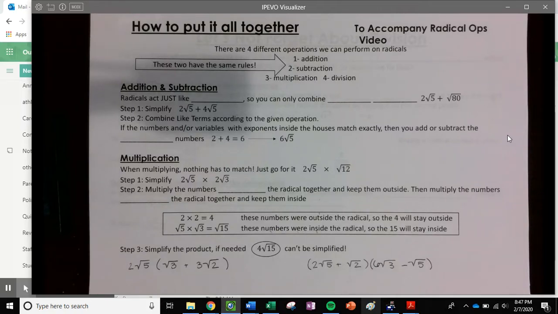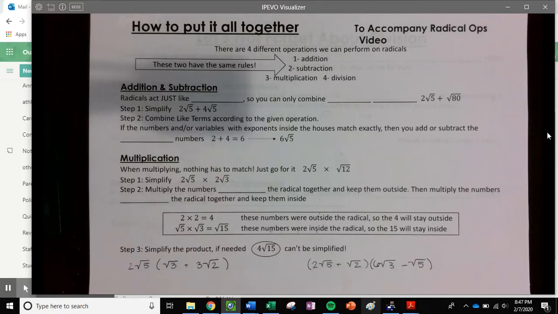Today in class, we talked about kind of a review of how to simplify square roots and cube roots, whether it be just numbers inside the radical or numbers with variables with exponents. So the next logical step in this radical journey is to talk about operations. How are we going to put these things all together?